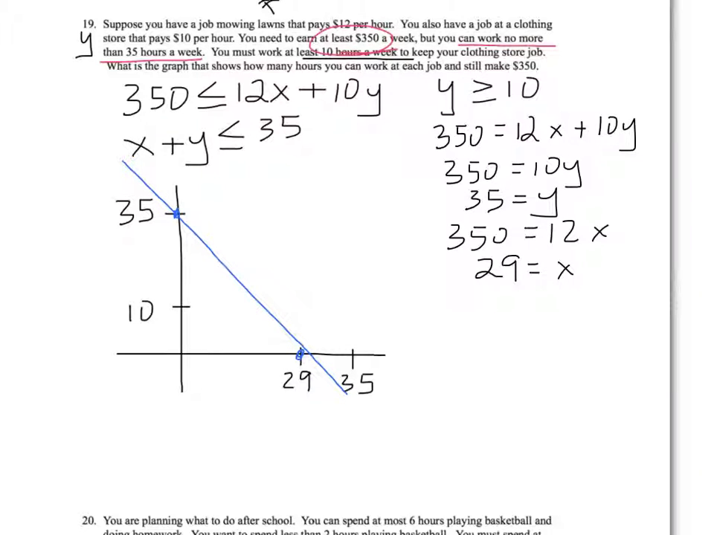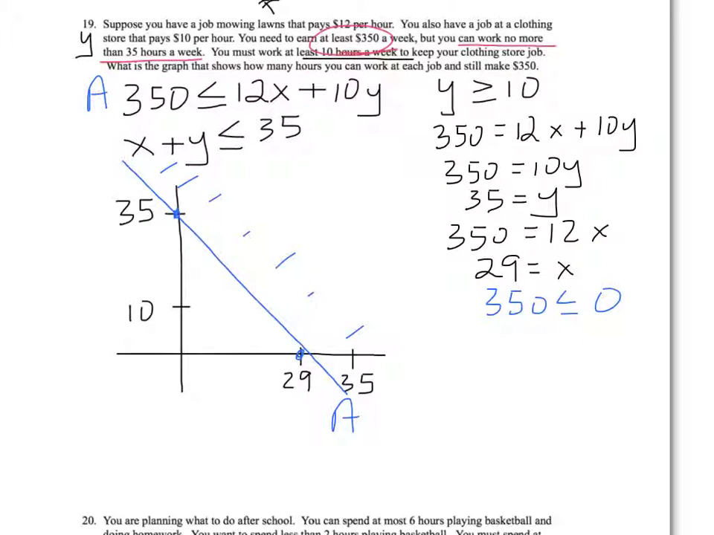If I plug in 0, 0, label that A. I plug in 0, 0, is 350 less than or equal to 0? No. So it's going to be above this line, so it's going to be up here. I don't put too many marks because there are going to be other lines and I don't want to get it too messy. Next, X plus Y equals 35.